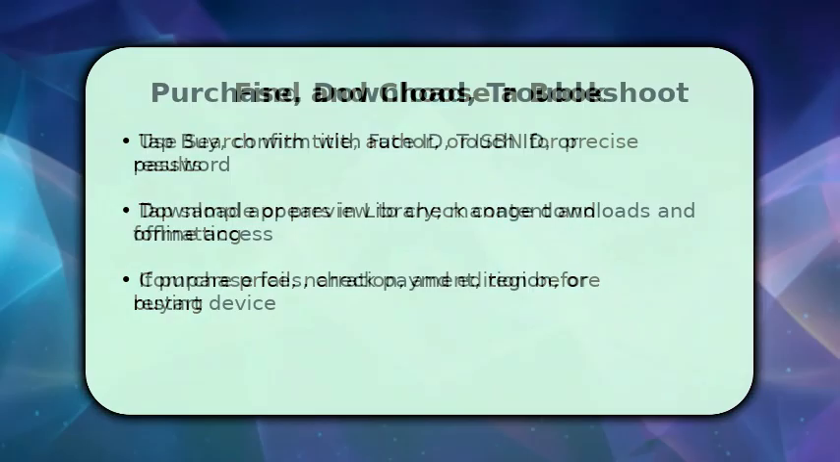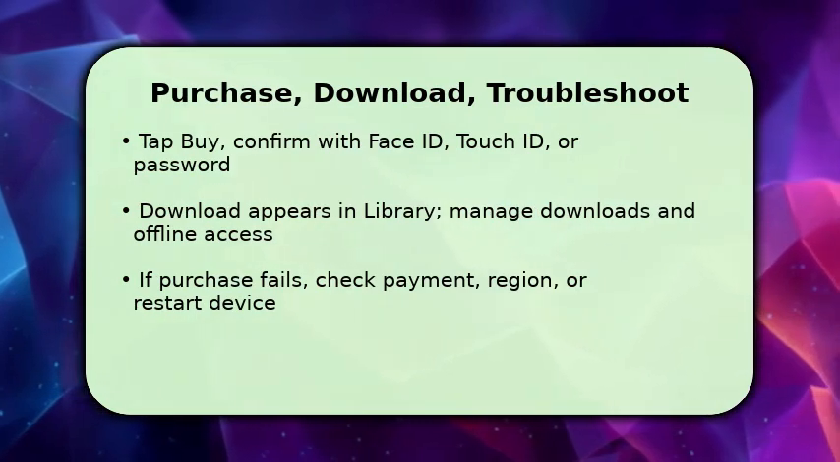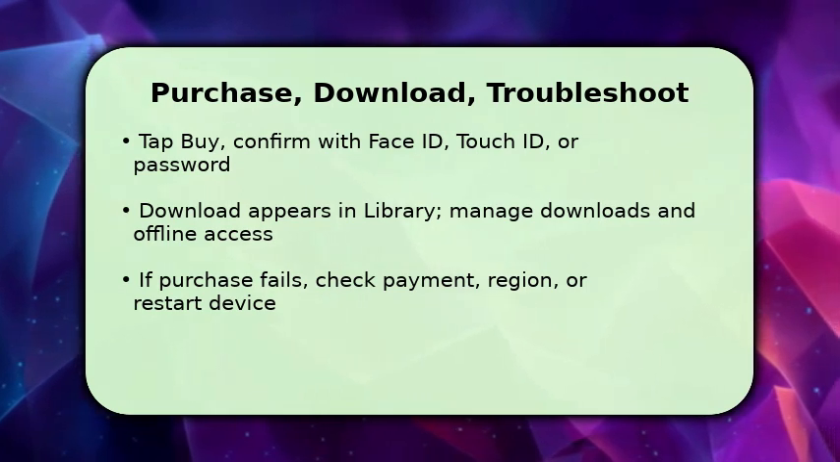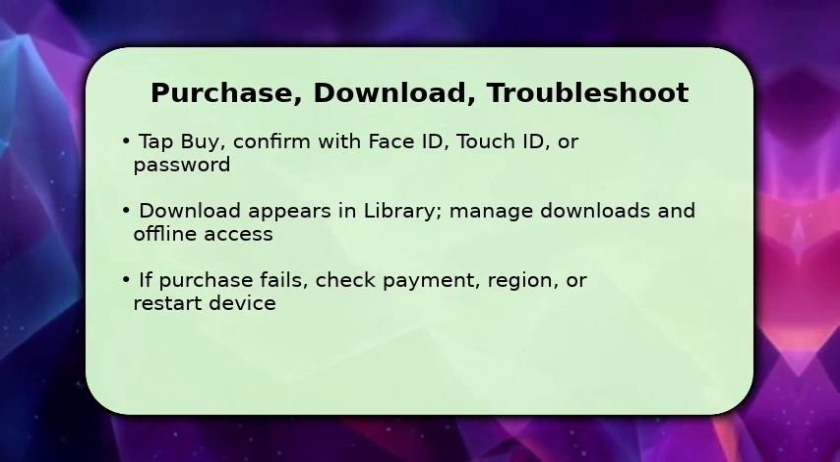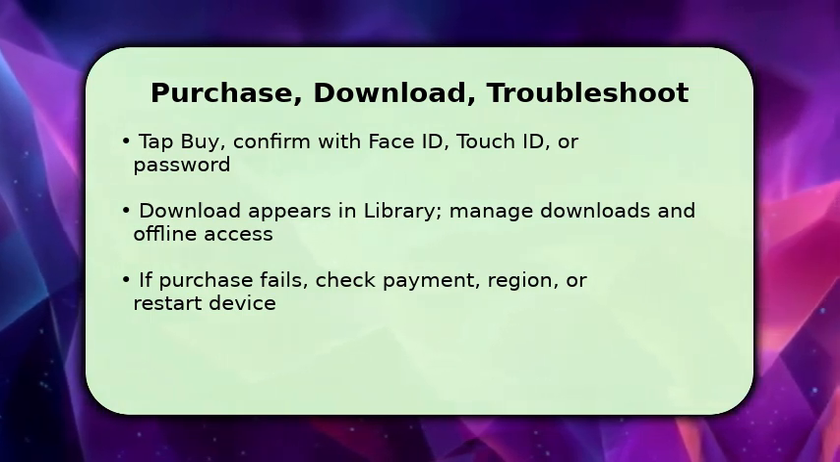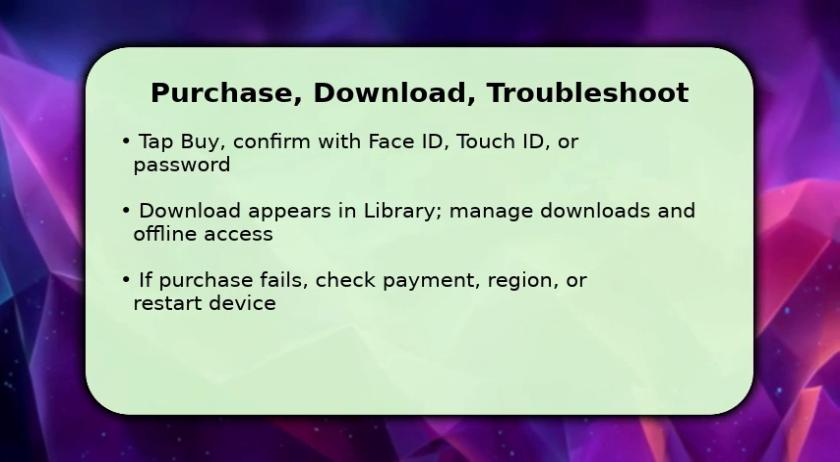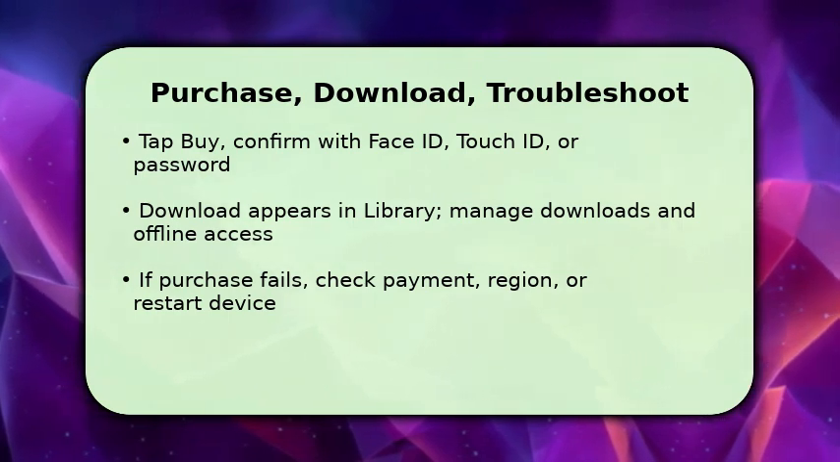You complete the purchase by tapping buy and confirming with Face ID, Touch ID, or your password. Apple charges your default payment method. The book downloads to your library. Tap it to read or download for offline access. If sync across devices is needed, enable iCloud for books.